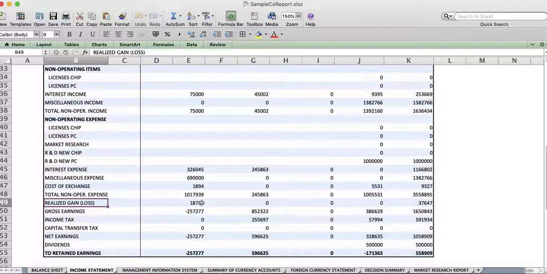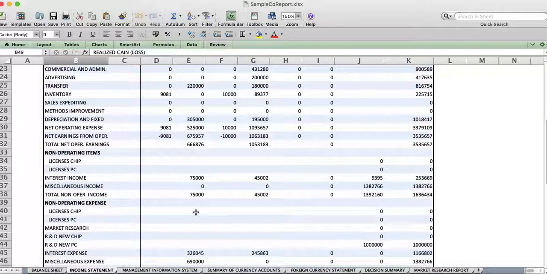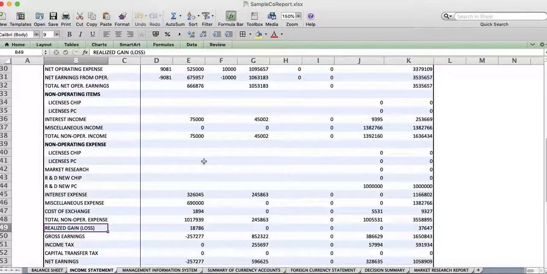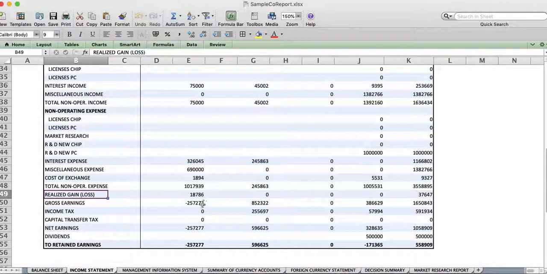Here, this is realized. So if we total this up, then we have gross earnings, which is the difference between the earnings that were calculated on line 32 and all of the income and expenses, including the realized gains and losses, where we can calculate then the gross earnings.